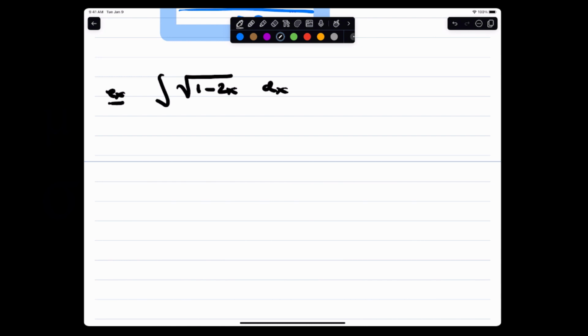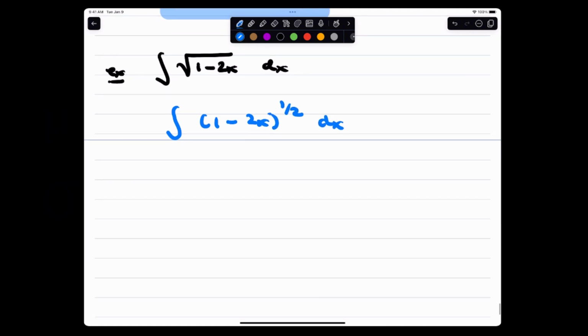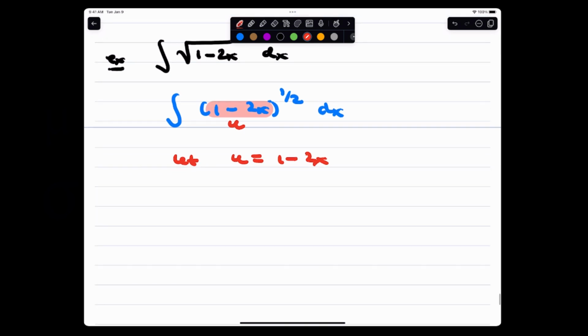Now remember, if you look at this again, is that really 1 minus 2x to the 1/2, right? What is your inside function again? What is u? Whatever is between those parentheses. So you're going to let u be 1 minus 2x. Okay, you guys okay with that? You couldn't integrate without u sub. So there's your first step again.